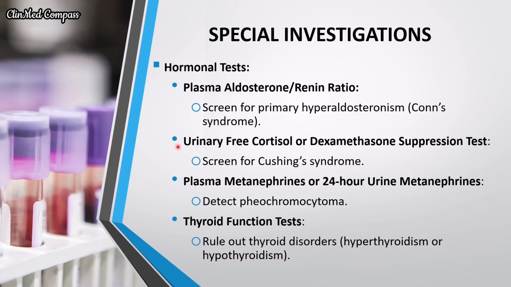24-hour urinary cortisol or overnight dexamethasone suppression test. This helps to assess for Cushing syndrome. Plasma metanephrines or 24-hour urinary metanephrines. This is used to detect pheochromocytoma. Thyroid function tests. This helps to rule out hyperthyroidism or hypothyroidism, both of which can affect the blood pressure regulation. Use this test selectively based on clinical suspicion.